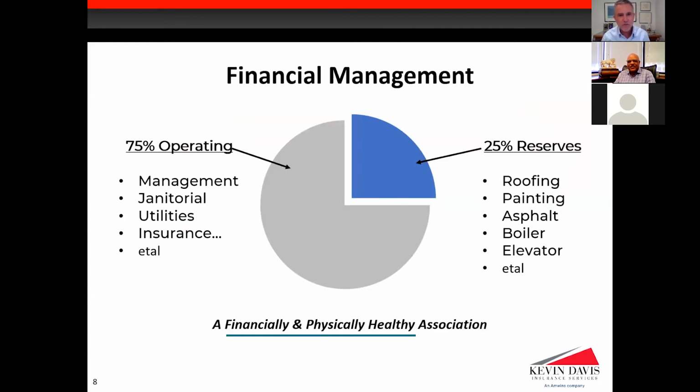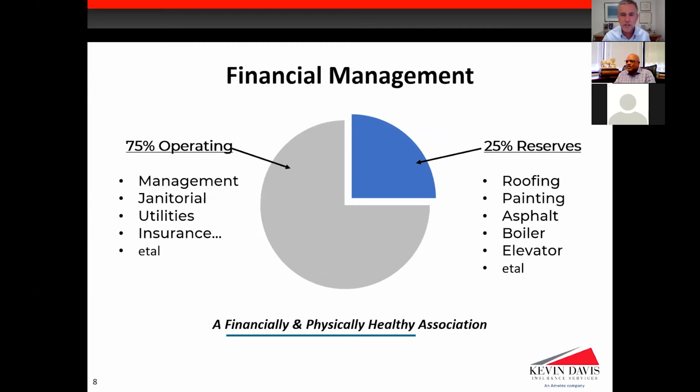Well, let's talk about what it looks like financially, because everything runs on the basis of the numbers, the budget and the numbers. With a well-balanced, financially and physically healthy association, usually about 75% of their budget is the operating, the daily, weekly, monthly expenses, management, janitorial, etc.